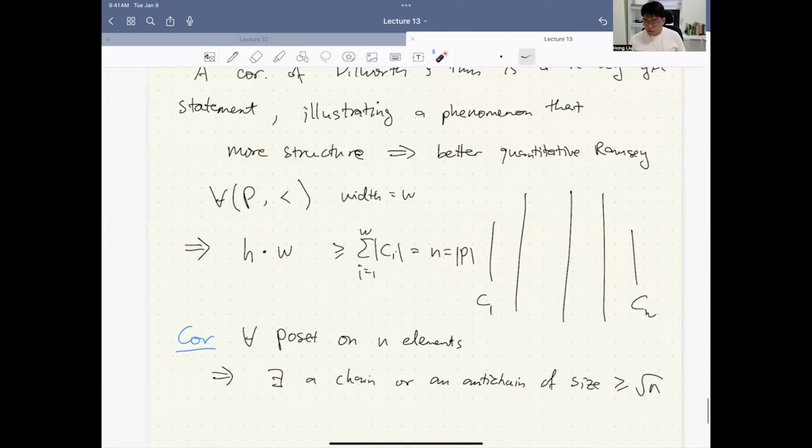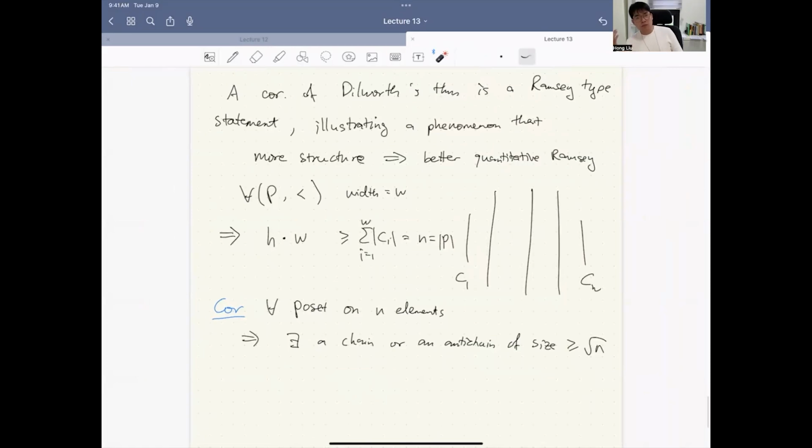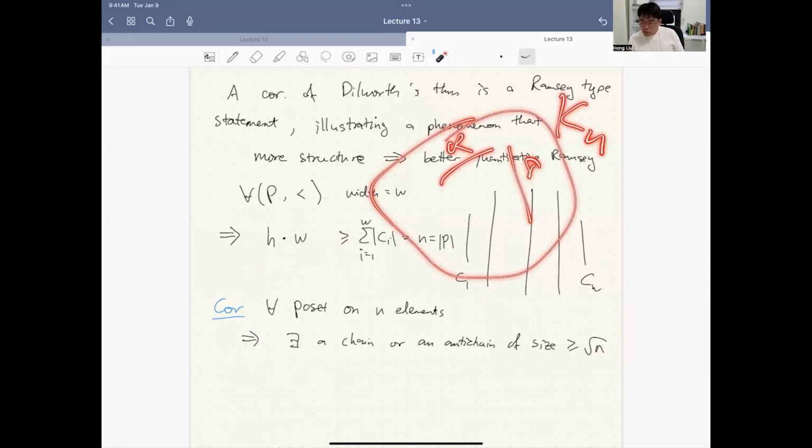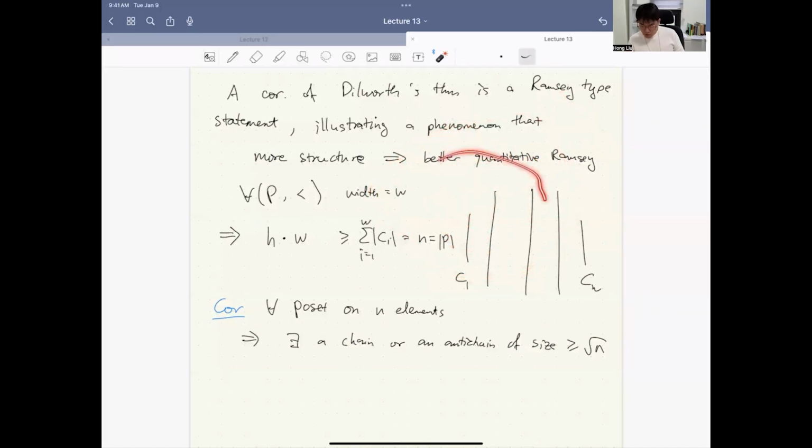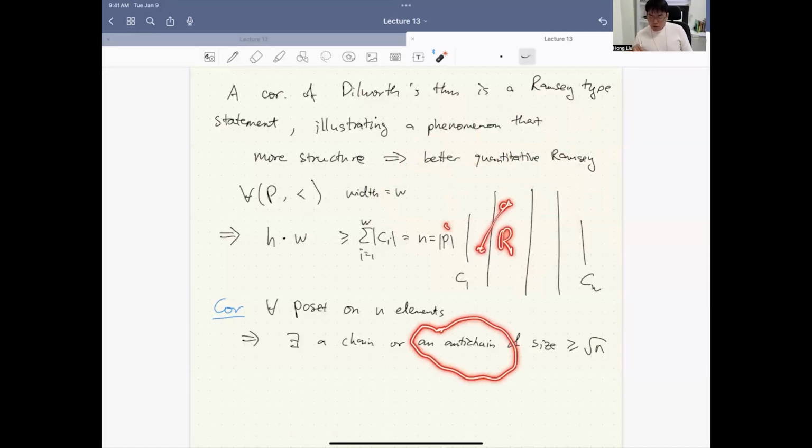Why can you think of this as Ramsey? Ramsey says if you color the edges of a complete graph red or blue, what's the largest monochromatic clique, where all the edges are the same color? You can think of this also as a coloring of the edges, where an edge is colored red, say, if they are not comparable. You can color it blue if they are comparable.